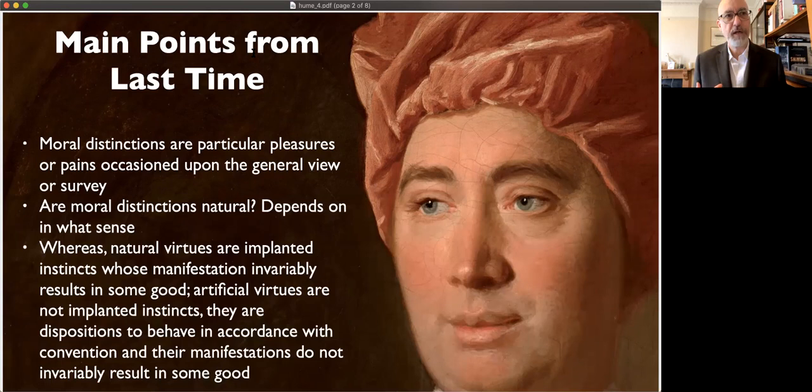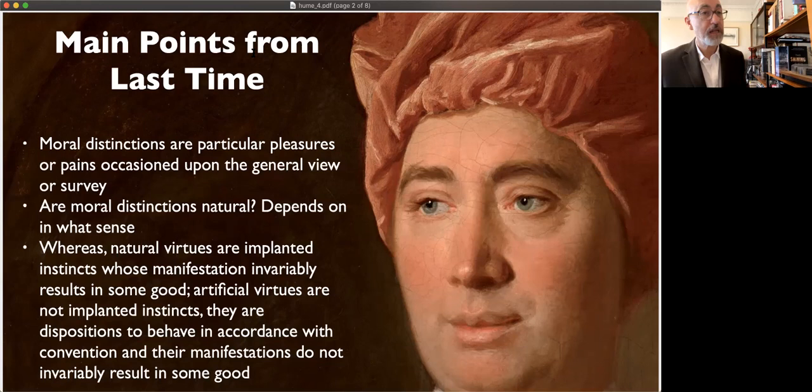Second, the manifestation of an artificial virtue doesn't invariably result in some good. It's not the case that every single observance of the general scheme benefits either the private individual or the public. Justice, for example, may require repaying a debt to an enemy, or to someone who will use those funds to some malicious end contrary to the public good. So it's the general compliance with the scheme or convention that benefits the public, and not any particular observance of that general scheme.